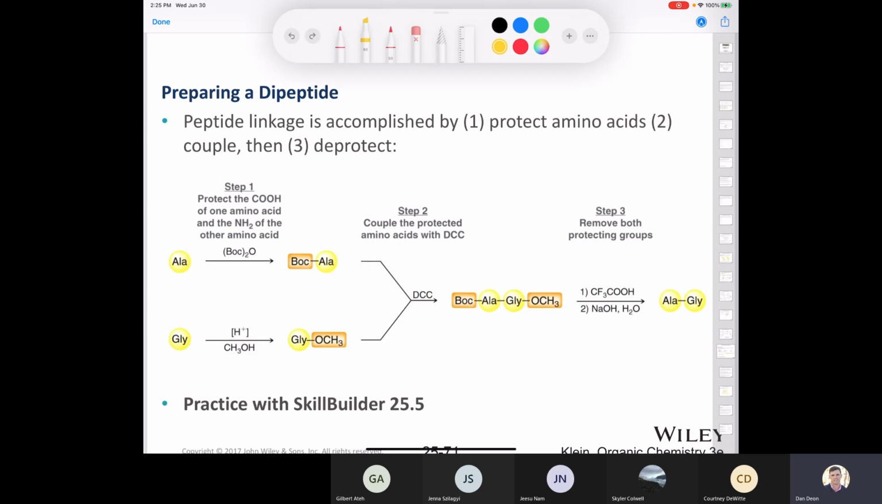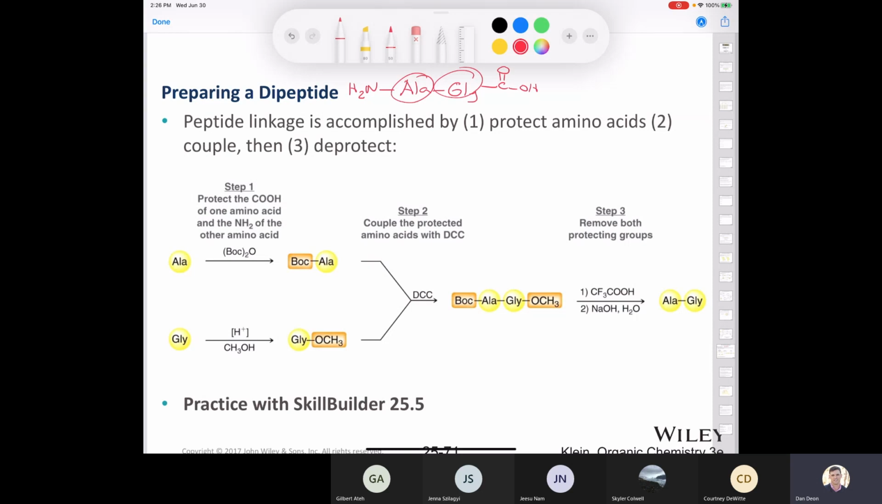Let's say we wanted to make this dipeptide where we have alanine and glycine linked together in this order. You see them down here. What would we do? Since we have the N terminus of alanine over here and the C terminus on the glycine, and this is just me adding them in there to help you understand what's going on, well, you'd have to protect the nitrogen of the alanine.